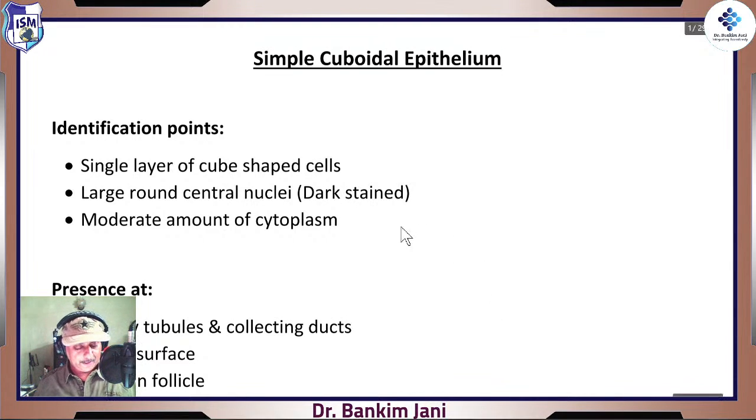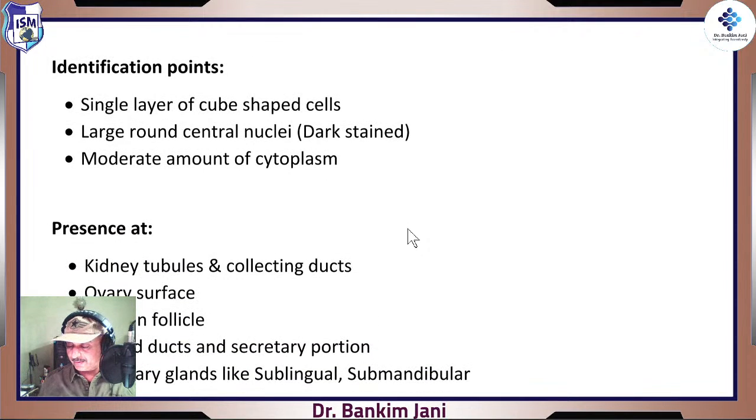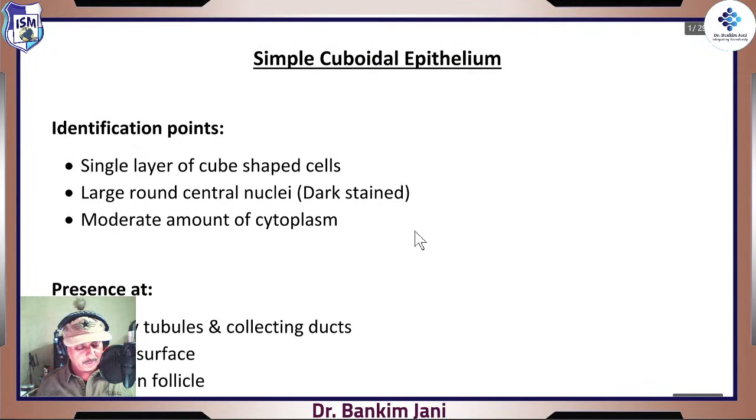We'll come to that. In simple cuboidal, you will be able to finish this in minutes, because the concepts are clear. You have to simply focus on one thing: large, round, central nuclei, again dark stained. The cells are single layer, and there is a moderate amount of cytoplasm because the cell itself is bigger. If the cell is bigger, there is more cytoplasm. Yes, cedar wood oil, that's right.